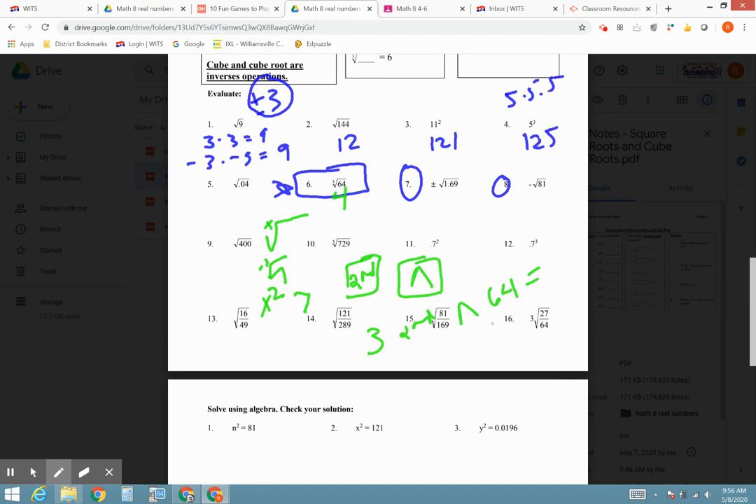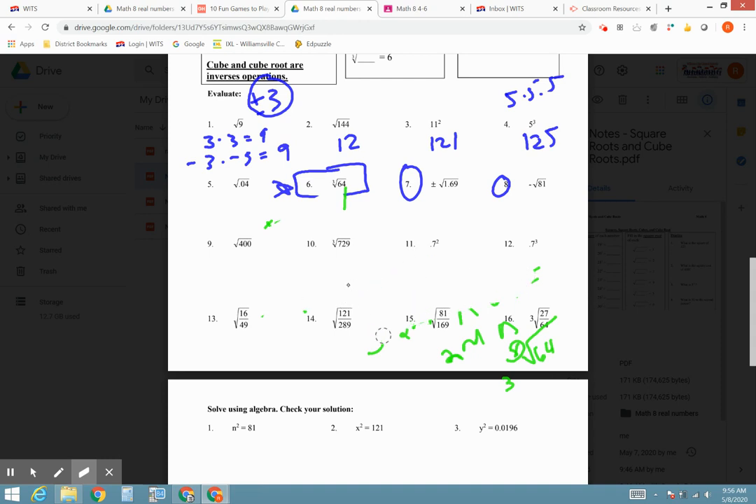Some of your calculators, you're just going to hit second, the caret key, and then it'll literally show you this. So highlight this piece and put in the 3, and then put the 64 underneath and hit equals. You should get 4. Okay, so that's your little crash course on how to use your calculator.